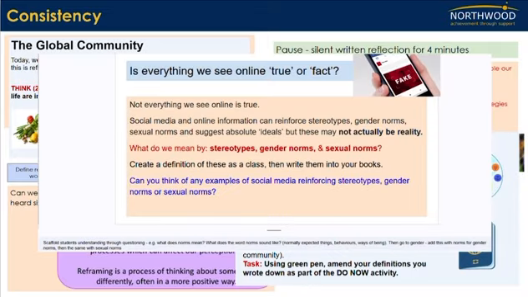And sometimes it is in the bottom notes section. This might be a bit too small to read on the screen. But this lesson is about introducing the concept of pornography to Year 9 and why things might not be quite accurate of real life in this content. And we explore what we mean by stereotypes, gender norms and sexual norms.